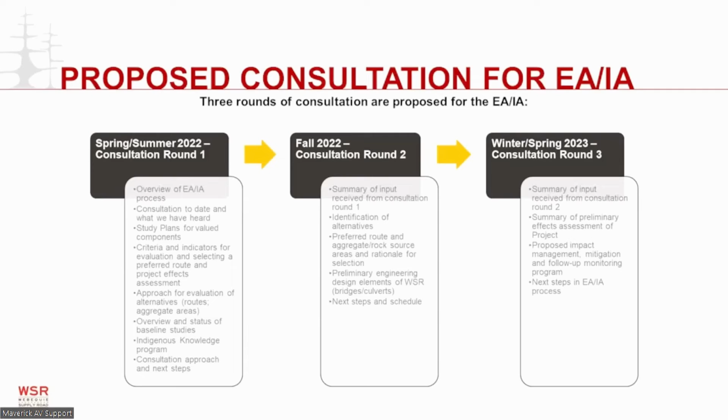This round talks about the overall IA process. It talks about the IK program. It talks about criteria and indicators, the evaluation of alternatives. The next round, round 2, will summarize the input that we got, identify alternatives, identify preferred routes for the road and aggregate or rock source areas, and provide some preliminary engineering design elements.